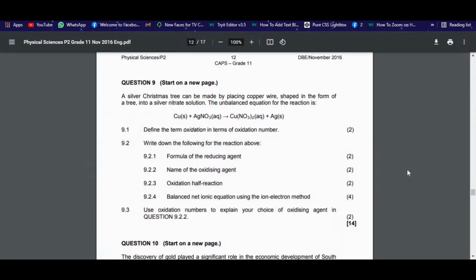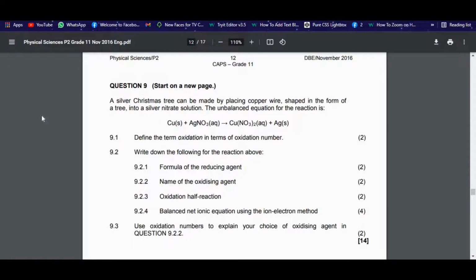And then for 9.3, use oxidation numbers to explain your choice of the oxidizing agent in question 9.2.2. That should take us about 15 minutes to complete, because there's a lot of thinking. There are a lot of things we need to make certain of here, so we're going to give 15 minutes, and it's now 22. So at about 5:2 we will mark. Let's mark the first one.